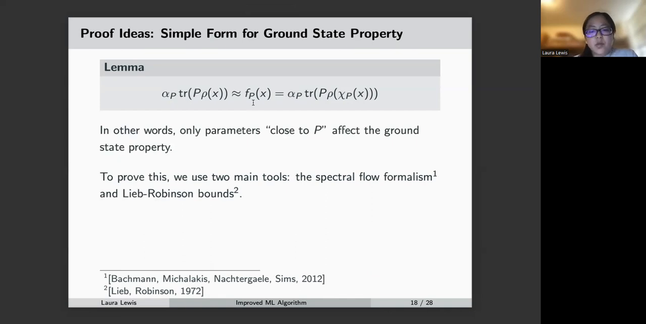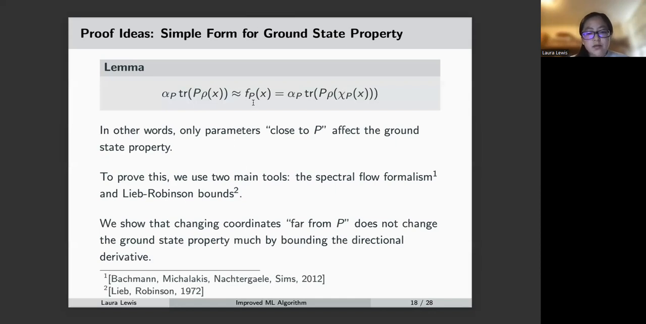To show that, we use two main tools. One is the spectral flow formalism, and the other is Lieb-Robinson bounds. You might remember that in the spectral flow formalism, the main result is that they bound the directional derivative of a ground state. What we show is that when we change coordinates far from p, so if we take the directional derivative along a direction that changes one of these parameters far away from p, we're trying to change it to 0. When we take the directional derivative in that direction, we can use the spectral flow formalism to bound it, and we can show that this doesn't change it much. In the process, we need to use some Lieb-Robinson bounds as well to bound the integrals. And so this is essentially how we get this lemma, which is really a key part of the work.